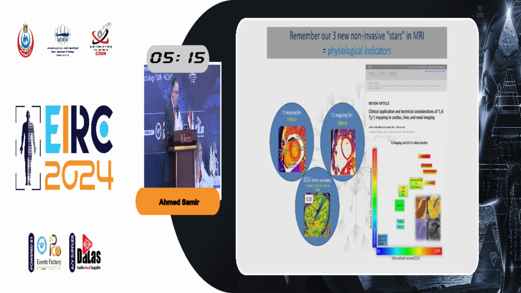So it's very important to remember that we have these 3 non-invasive stars in MRI: the T1 and the T2 mapping, the T1 for the fibrosis, T2 for edema, and the ECV for calculation of values, which are very high in cases of TTR, as we have said.